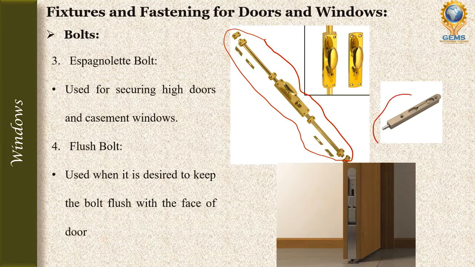Fourth type is the flush bolt. This is how the flush bolt looks in the door. It will be provided at the bottom of the door, and it is used when it is desired to keep the bolt flush with the face of the door. If it is placed in the face of the door to keep the door in one position while opening, it should stay in one position. Due to the wind and all, the door should not move.